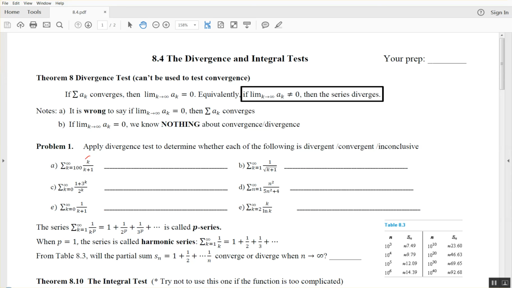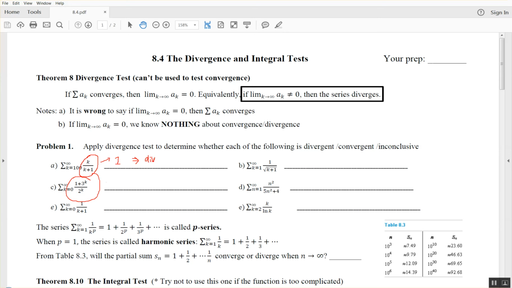All right, let's apply this theorem. In order for us to see if it is divergent, check the limit of this term. You can see that it is approaching 1. The limit is 1. Now, because it's not 0, you can conclude that this series diverges.